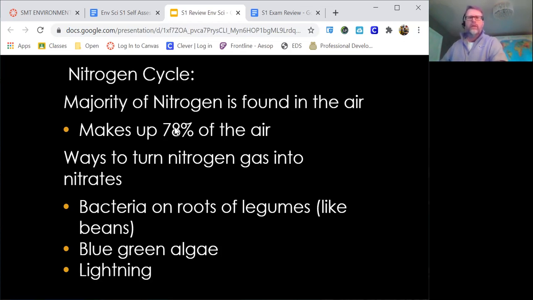So in order to turn nitrogen gas into nitrates that plants can use, specific organisms and instances can make that change. The way it gets changed from nitrogen gas into nitrates is specific bacteria on the roots of legumes, which is why beans are so important. Beans and their roots really help the soil. Okay, blue-green algae in the ocean is also very important for the same reason. And interestingly, lightning can also turn small amounts of nitrogen gas into nitrates.